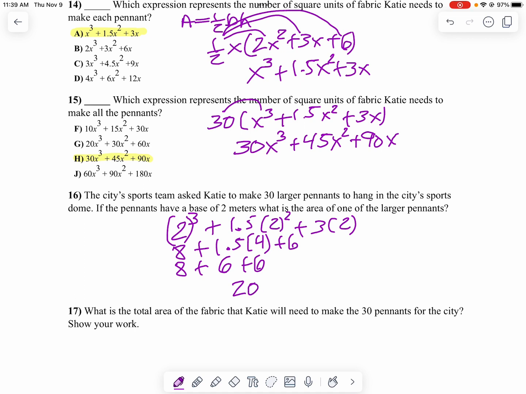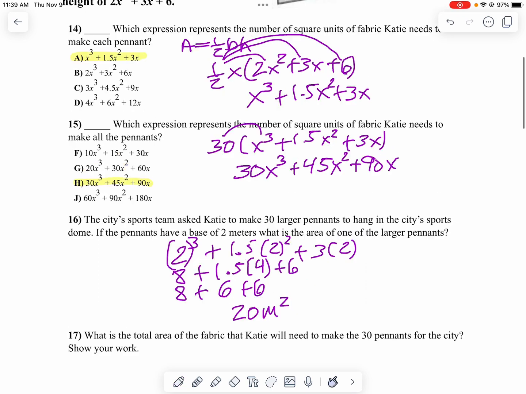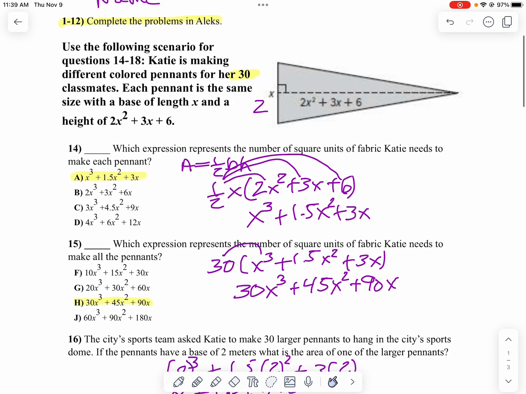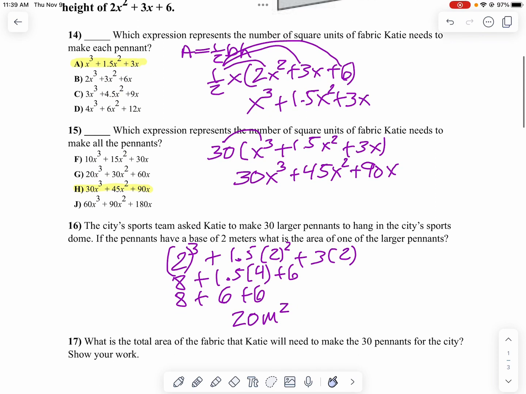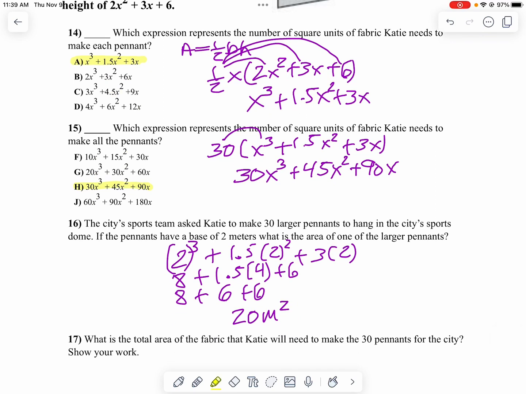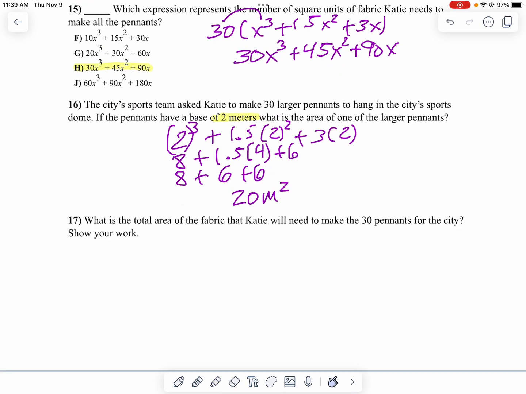So the area of, and I do believe we measured in meters, but let's go back and double check that. No, 2 meters. That's where I got that from. Got it from right here in the problem. So my area is in square meters. Now, what should the total area of fabric be if she makes 30 of those? Well, I'm going to take the area of one of those, which is 20. I'm going to multiply it by 30, and I'll get 600 square meters. And there's your answer.